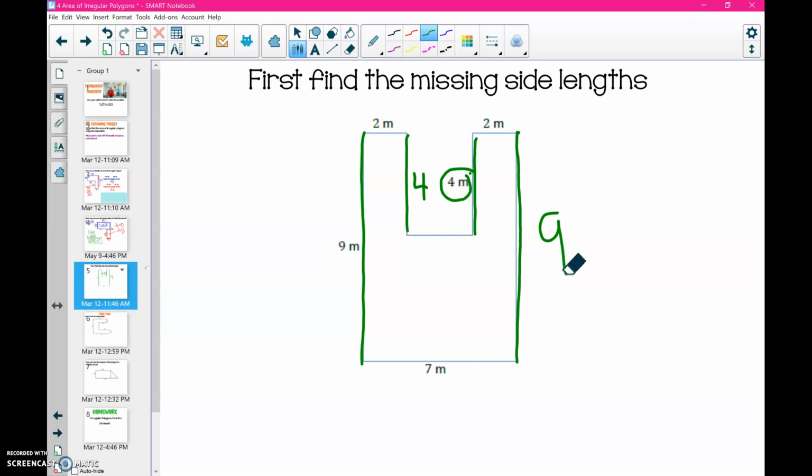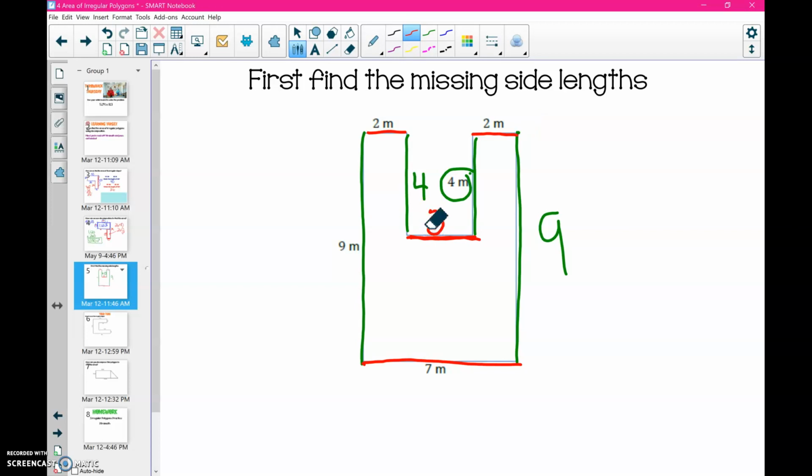Okay, the last little measurement is right here. I'm going to use a different color. Right here. So the way we could figure that measurement out is by using the 7, which is the whole bottom, but then we're going to need to use these little 2's. So we know that this much and this much put together would be 4 out of this 7. So the rest of it is going to be 3.